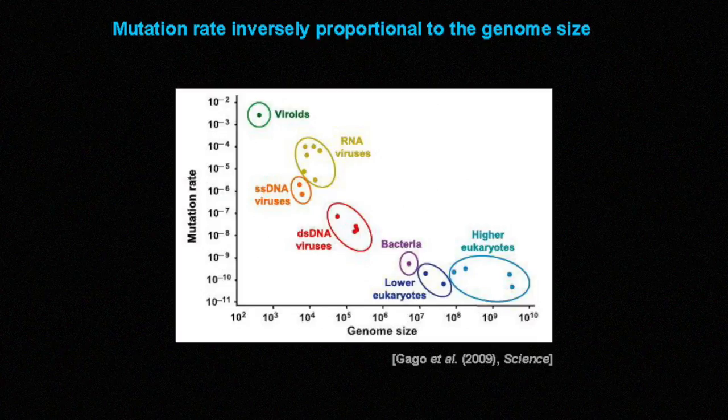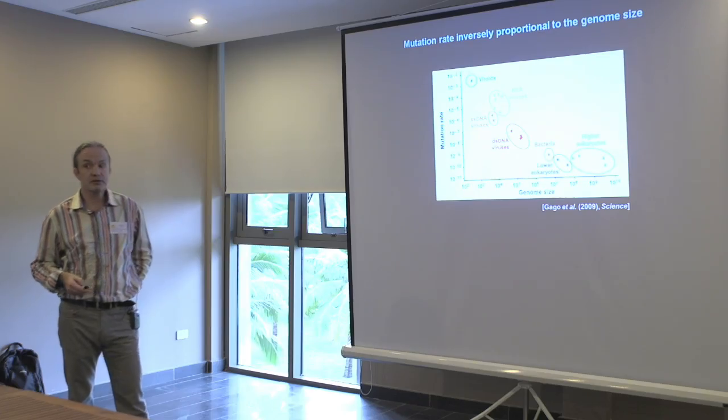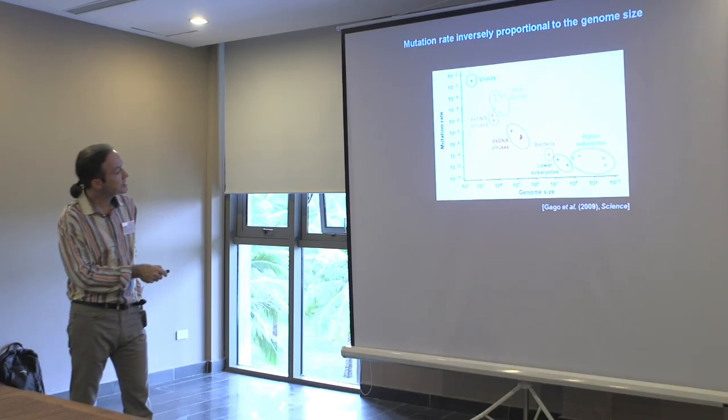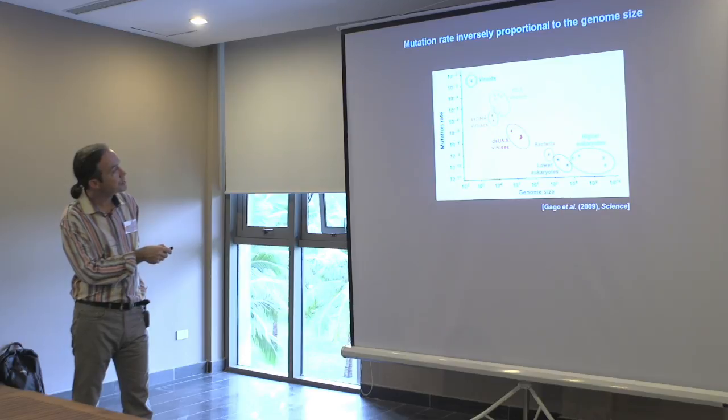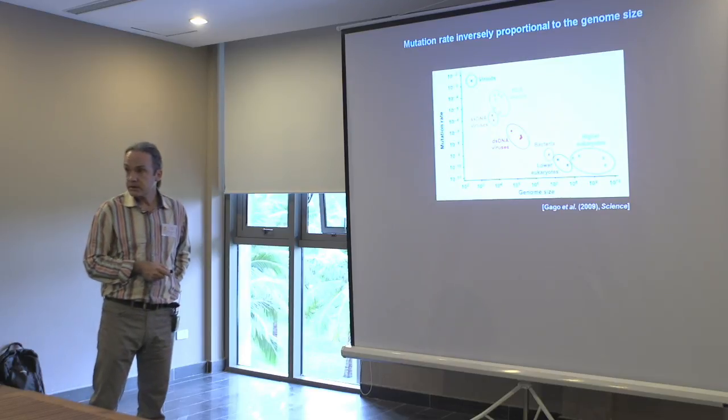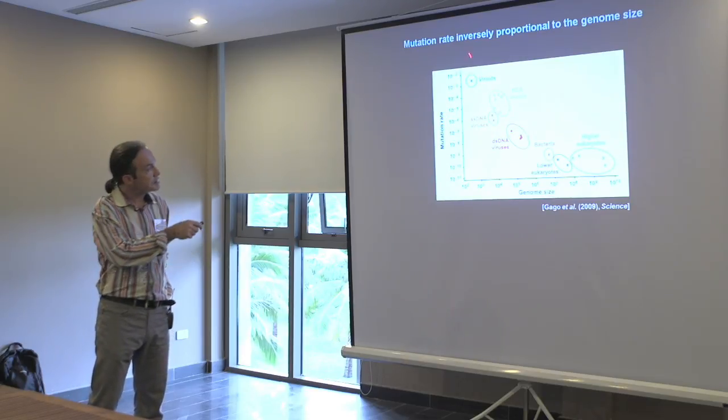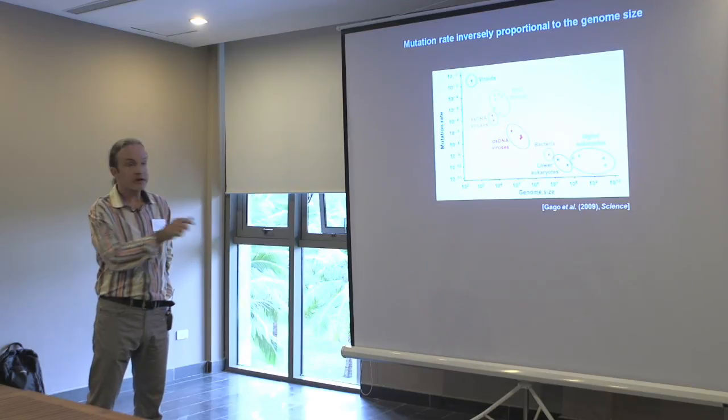I mean, they are experimental limitations. For the time being, the longest viroids that have been analyzed are 400 nucleotides long. So perhaps if one day a viroid shows up with 2,000 nucleotides, they would be somewhere here. Perhaps their mutation rate will be lower. So perhaps in the end this is continuous, but we have some points.